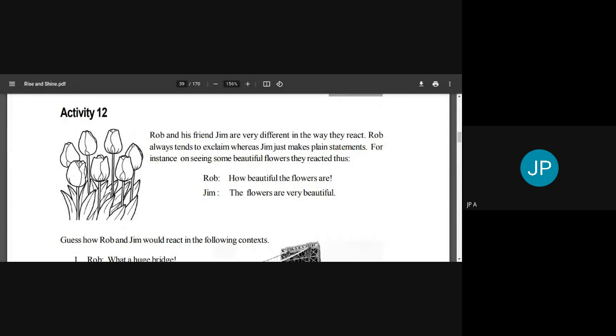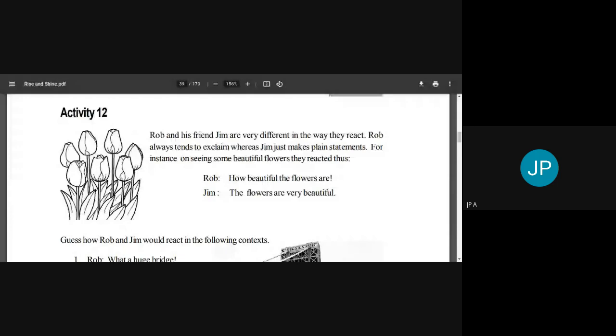So if you look at it, I will write those three sentences, and this is the third sentence. We have three sentences: How beautiful the flowers are, how beautiful are the flowers, and the flowers are very beautiful. We have three different sentences.